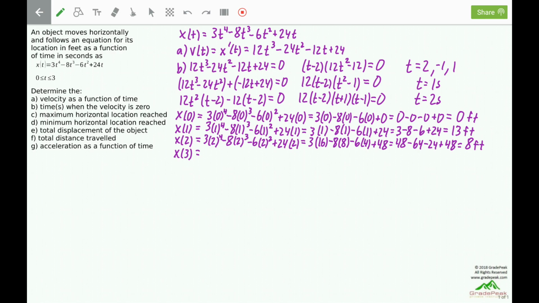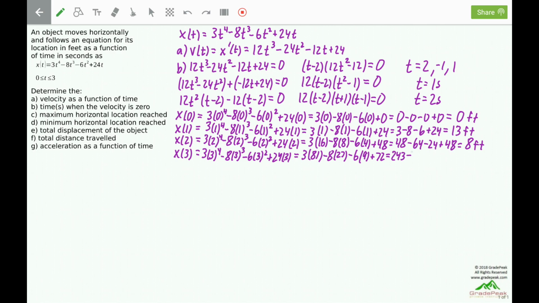And now, at the final time of 3, plug a 3 in for each of the times. 3 to the 4th is 81. 3 cubed is 27. 3 squared is 9. And 24 times 3 is 72. 3 times 81 is 243.